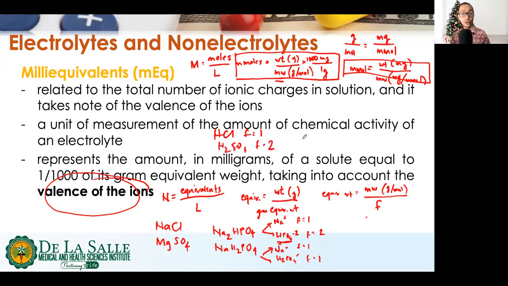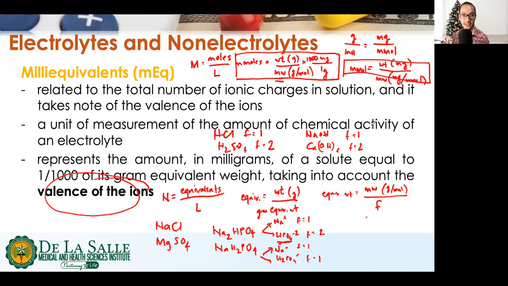Okay? For bases, we base the factor on the number of hydroxide ions. Okay? So for example, sodium hydroxide has a factor equal to 1. Okay? And calcium hydroxide has a factor equal to 2. Okay? So the number of hydroxide ions, okay, is the factor for bases.